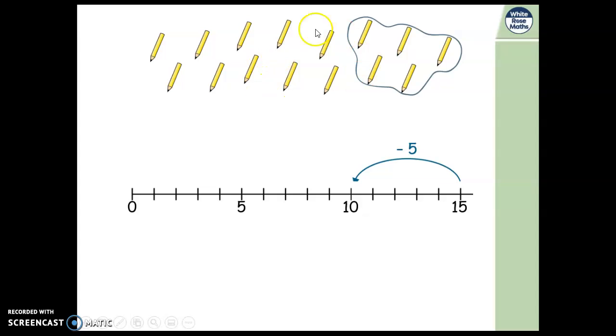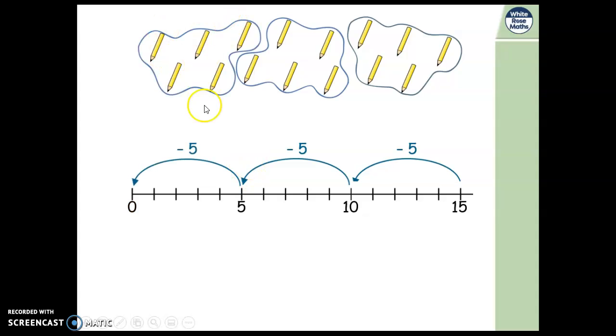If we want to put them in another group of 5, take another 5. Take away another 5. We haven't got any pencils left. Looking at these jumps, we have done 1, 2, 3 jumps, and that's how many groups we've got. 5, take away 5, take away 5, take away 5 equals 0.